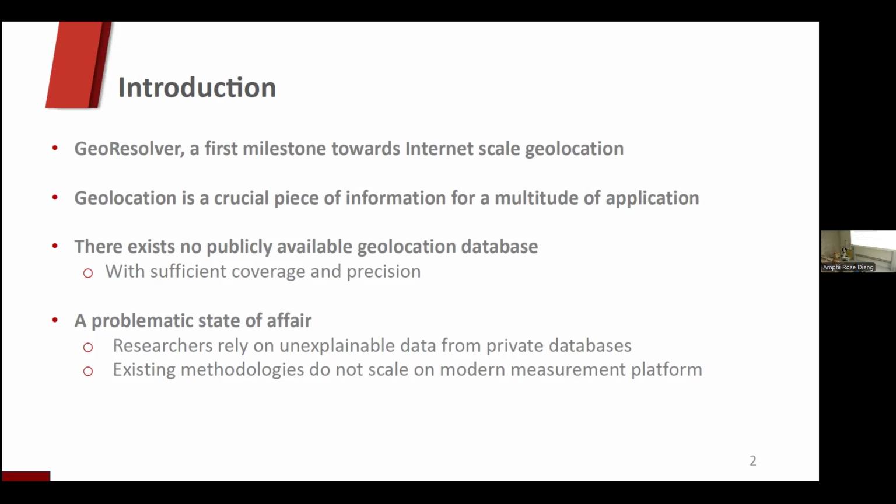But despite this importance, currently there exists no publicly available geolocation database that offers both sufficient coverage and precision. And we see that as quite problematic because researchers often have to rely on private companies' geolocation databases with unexplainable results. So a problematic state of affairs, but also a frustrating one, because we have a public measurement platform, RIPE Atlas, that would allow us to geolocate a large number of IP addresses with great precision, but we lack methodologies to scale geolocation on such a large platform.